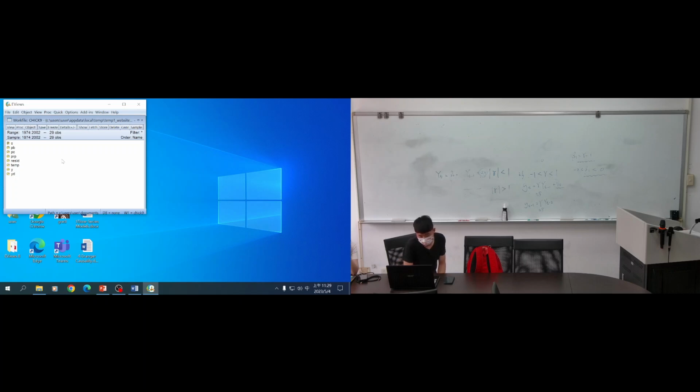And PB is the price of beef, so the substitution effect. And in year T, YD is per capita disposable income. So we have one Y variable and three X variables. Let's check each one of them with the ADF to check whether they are stationary or not.